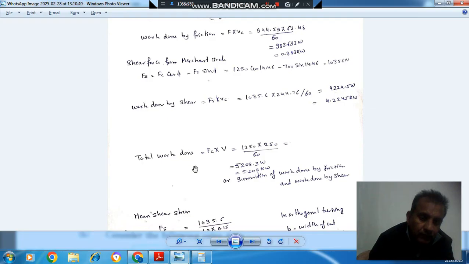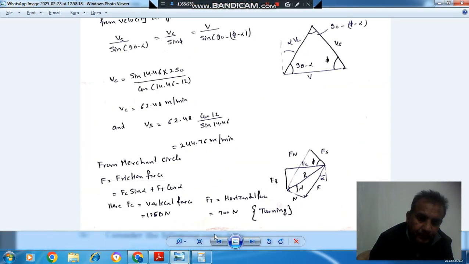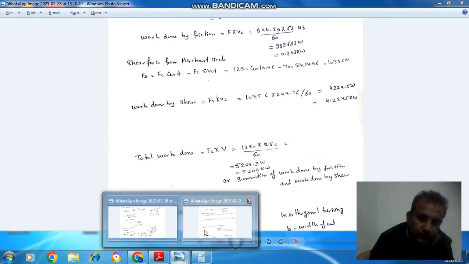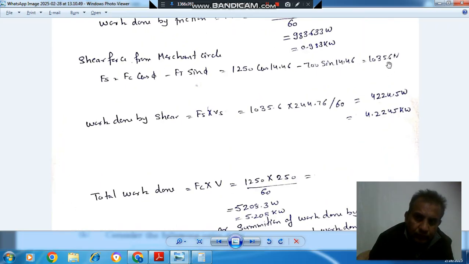Again from Merchant circle we can find relationship between Fs, Fc and Ft. As angle between Fc and Fs is phi, Fs will be your Fc cos phi minus Ft sin phi, or you can remember the relationship also. Now putting again the values of Fc, Ft and phi is 14.46, it will come out as 1035.6. And now the work done by shear is Fs into Vs.